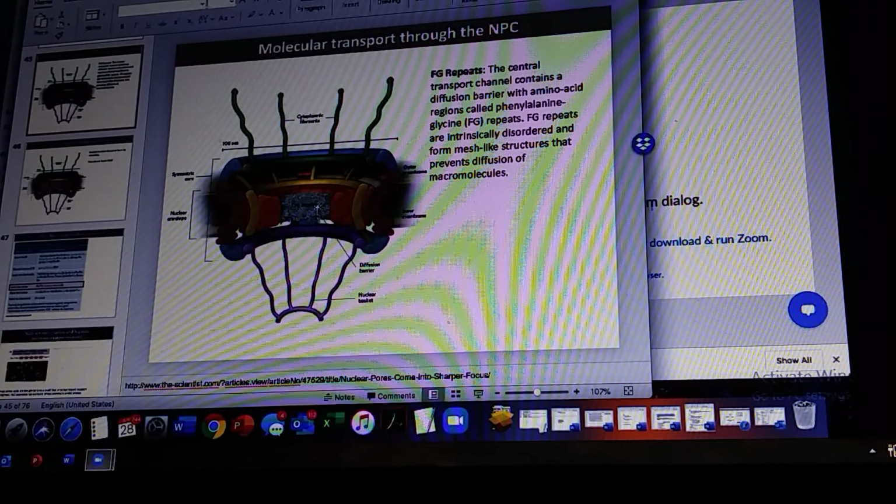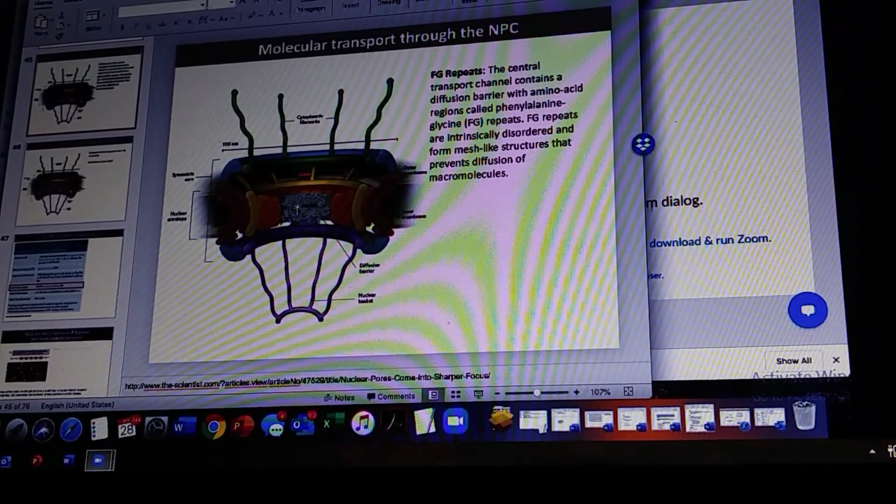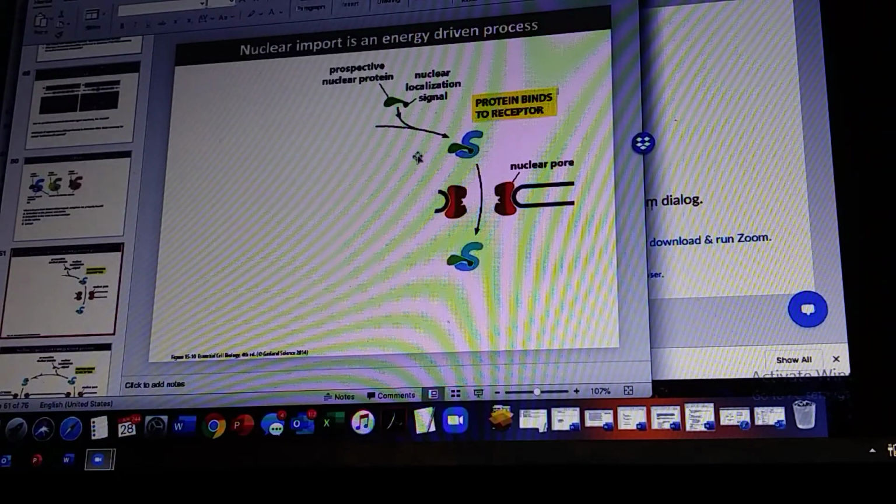But it has this meshwork of unstructured domains, so proteins that have unstructured domains. They're composed of phenylalanine and glycine repeats, so it kind of forms this mesh that basically prevents things from just freely going in and out of the nucleus. But for things like that, to my knowledge, it is not clear. I've never heard a good explanation for this.